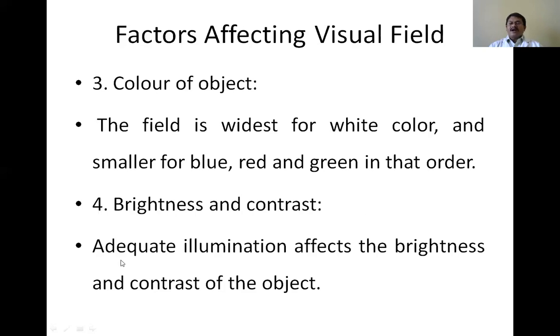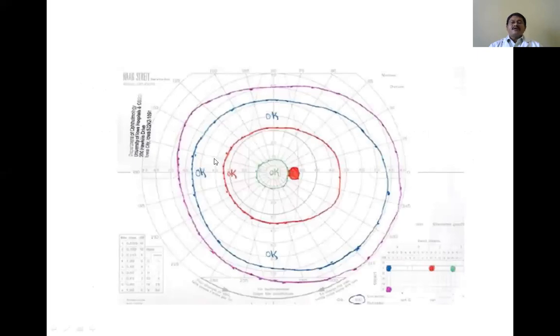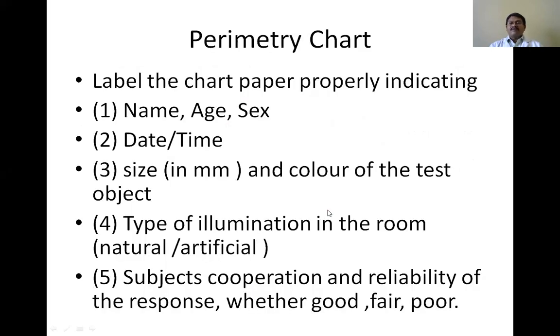Brightness and the contrast. Adequate illumination and the contrast of the object also will affect the visual field. The white will have more, followed by the blue, followed by red, followed by the green. That is the order of the effect.